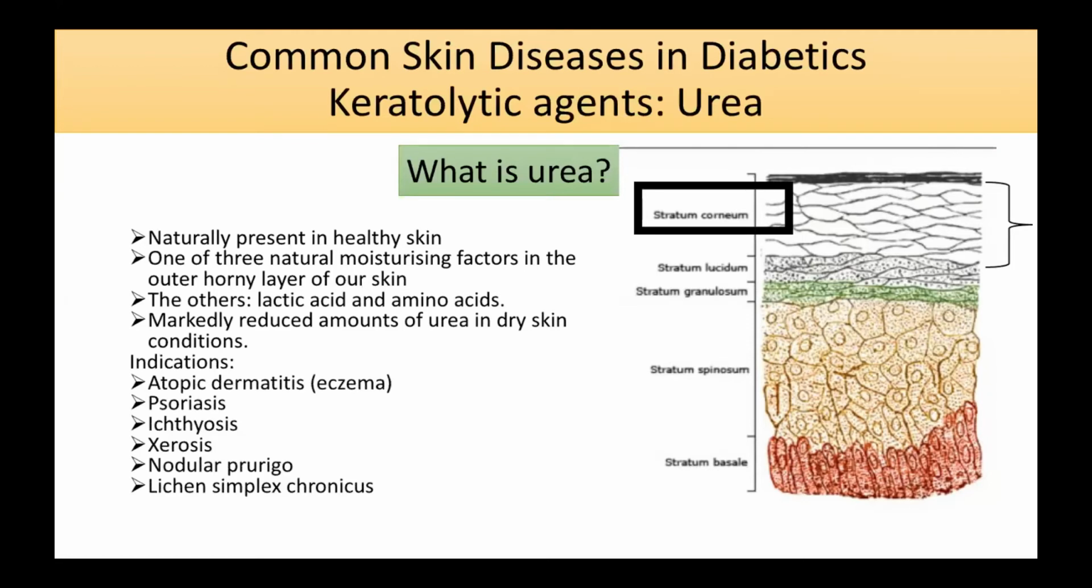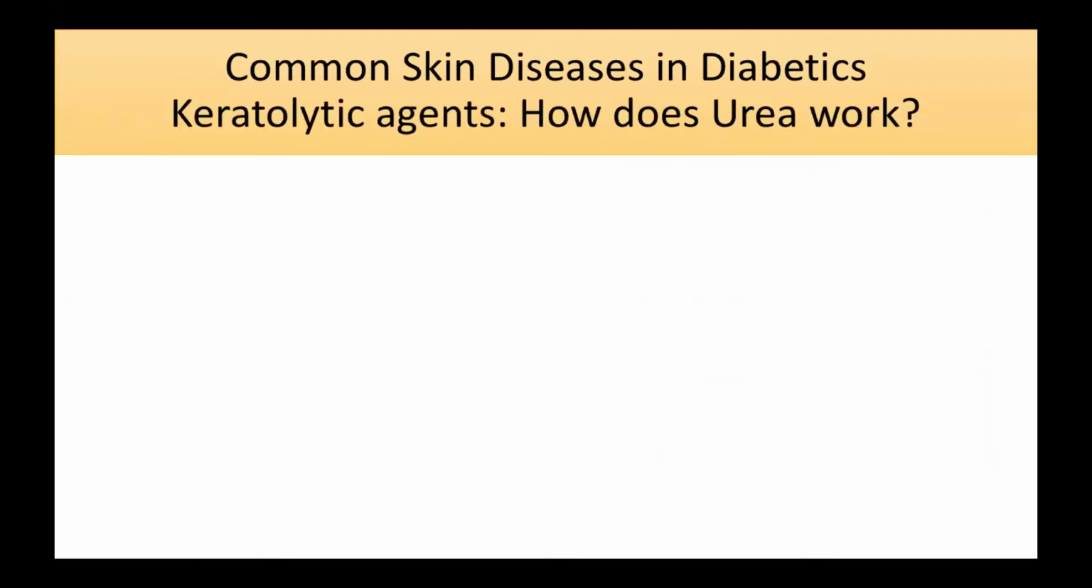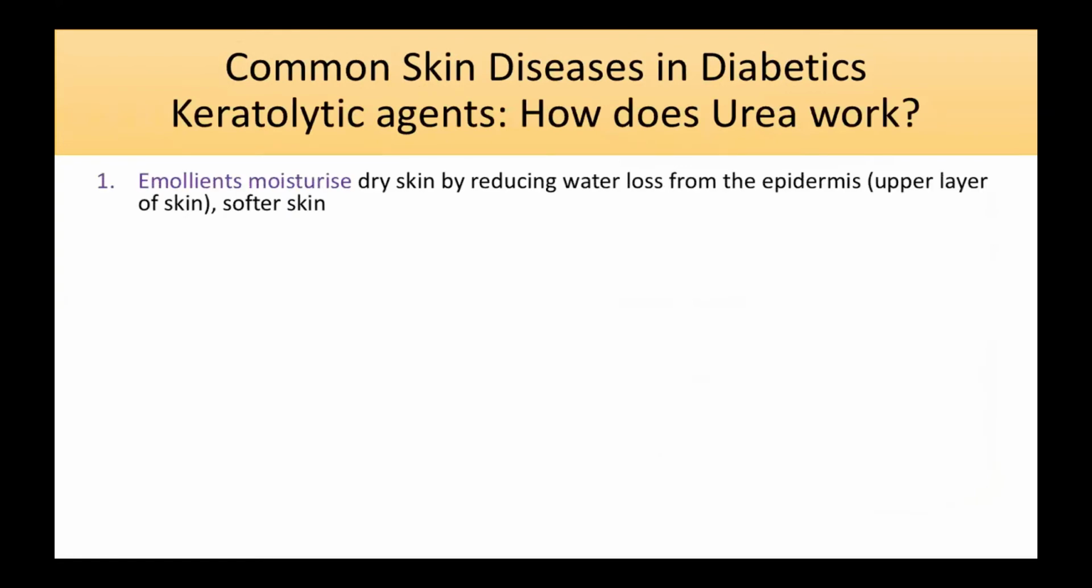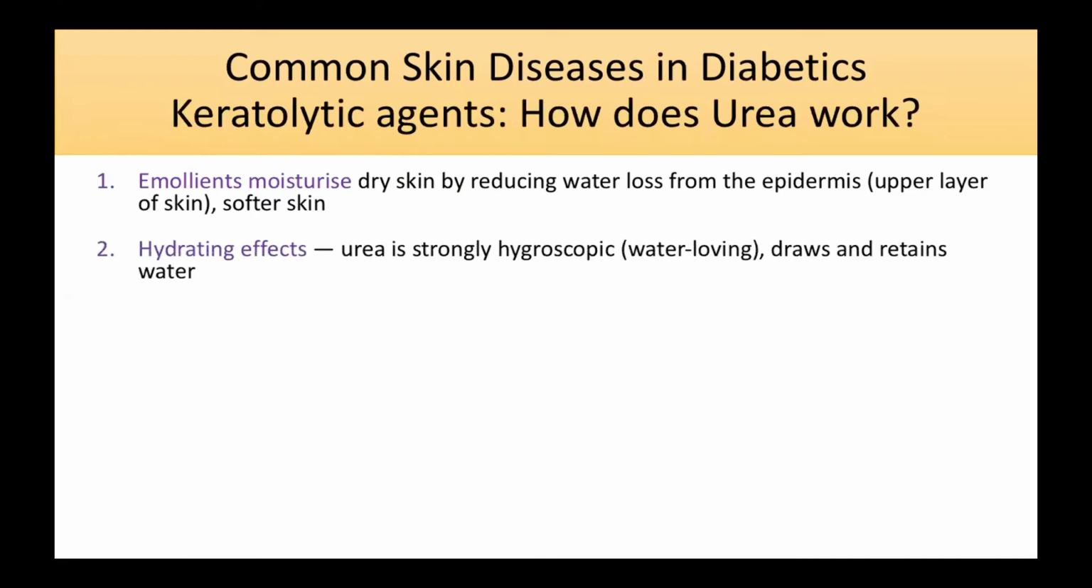All right, the indications for application of urea include atopic eczema or psoriasis, ichthyosis, as I just mentioned, very dry skin, cirrhosis, nodular prurigo, very thick skin, very itchy skin which is very recalcitrant to treatment, or lichen simplex chronicus. Well, how does urea work? It works by moisturizing your skin, of course. It softens the skin and it provides water. So it has a hydrating effect.